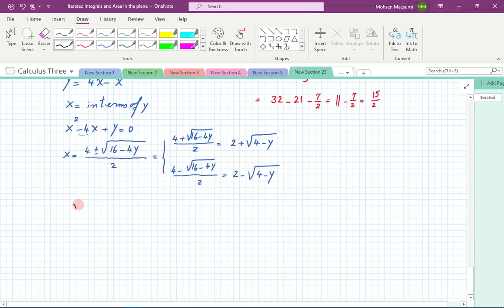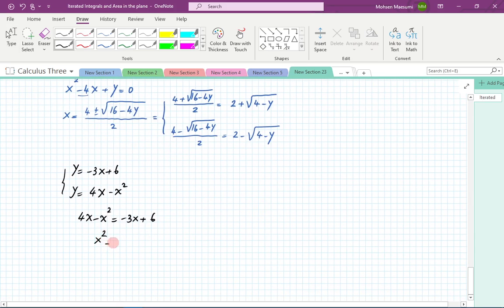So we had one curve, y is equal to minus 3x plus 6, and the other one was y is equal to 4x minus x squared. That intersection comes out at 4x minus x squared is equal to minus 3x plus 6. I believe we did this before. x squared minus 7x plus 6 equal to 0. So x minus 1 times x minus 6 is equal to 0. So one intersection was at x equal to 1. And if x is equal to 1, y becomes 3.